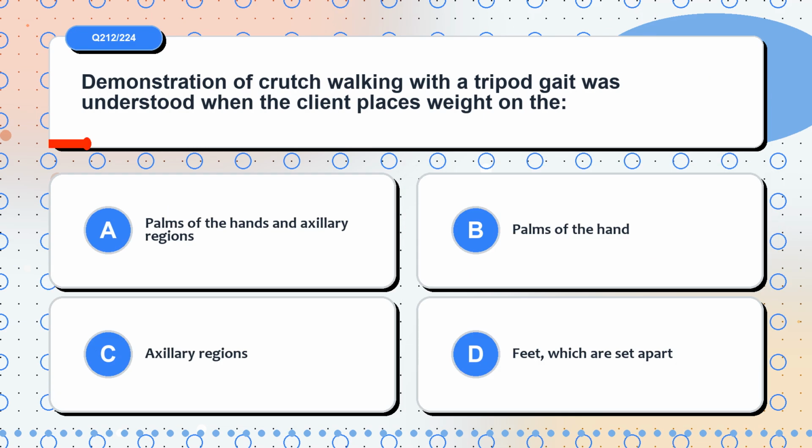Question 212. Demonstration of crutch walking with a tripod gait was understood when the client places weight on the. Here are the options. Option A. Palms of the hands and axillary regions. Option B. Palms of the hand. Option C. Axillary regions. Option D. Feet, which are set apart.